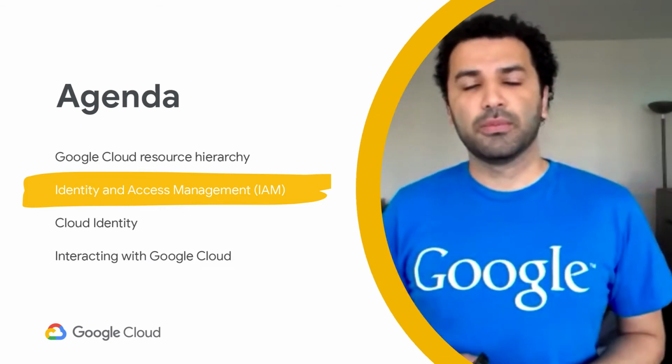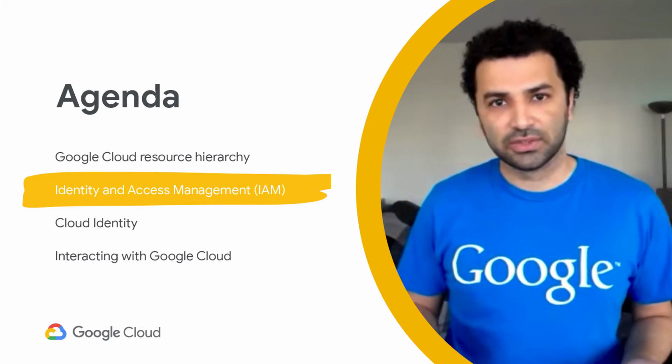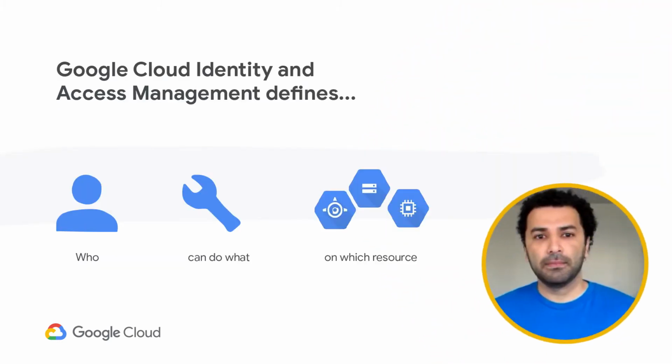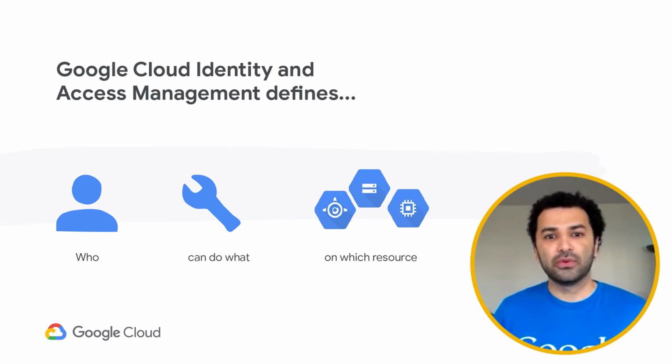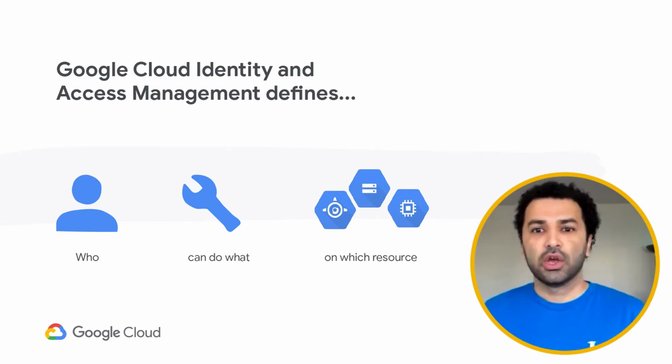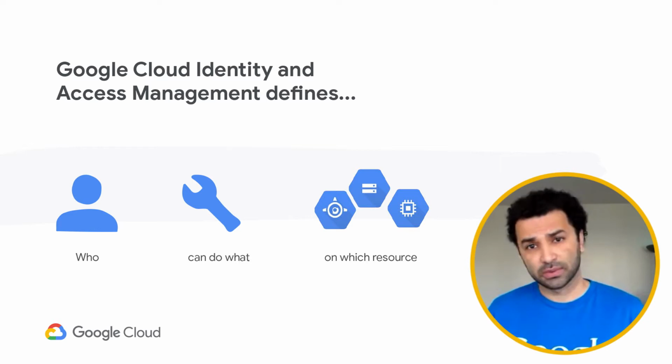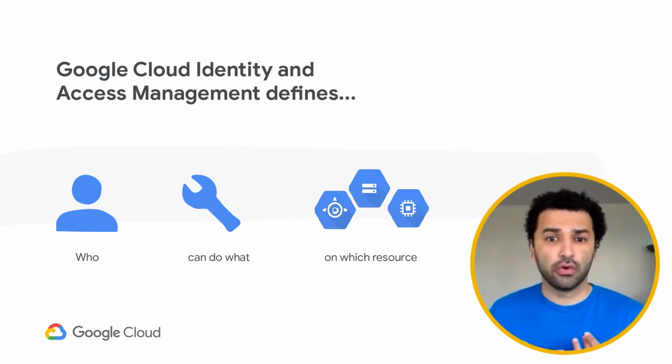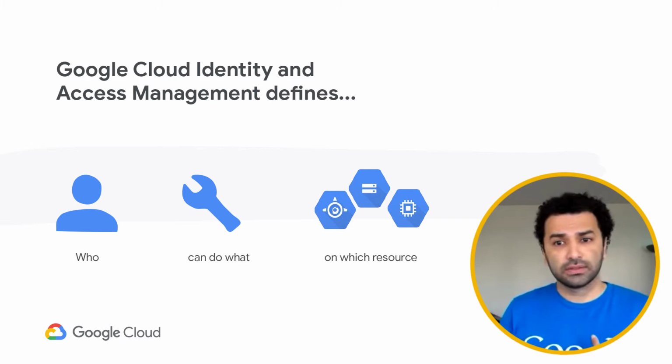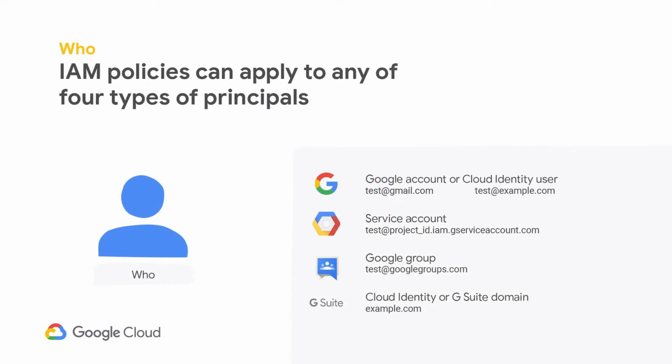Now let's explore more about the identity and access management, or IAM. IAM is the way to administrate and authorize who can take action on specific resources. So as you can see, it's the definition of who can do what on which resource. The who part can be a simple free Gmail account, for example, or any valid Google account. A valid Google account is a G Suite account, Cloud Identity account, a Gmail account, and so on. Now, this is for the humans, for the individuals.